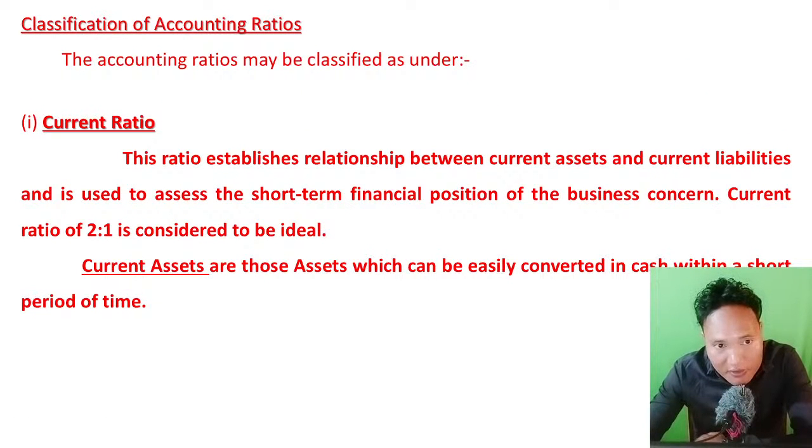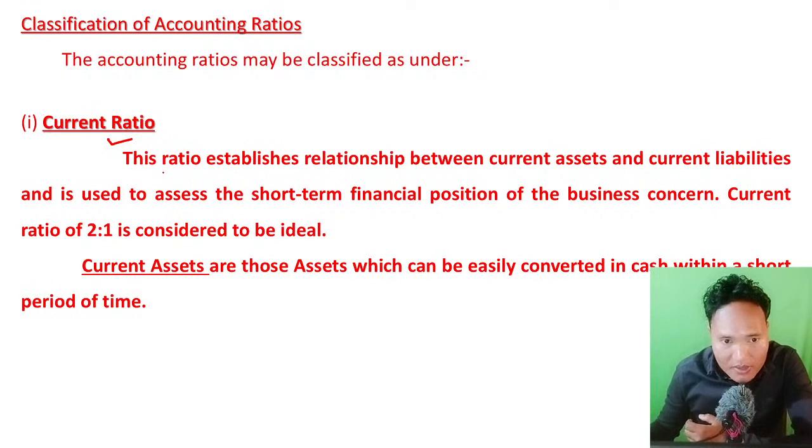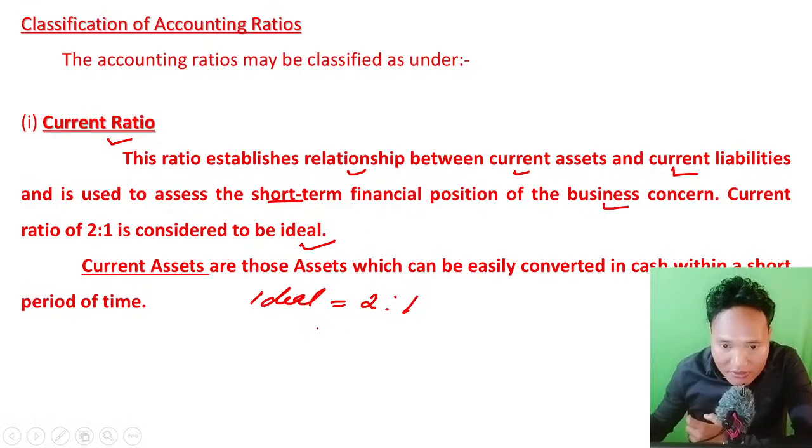The next, in the previous video, we have discussed the classifications of accounting ratio. The accounting ratios are classified into various forms, and we have discussed the first classification, that is, the current ratio. Now what is the definition of current ratio? These ratios establish the relationship between the current assets, remember the word current assets, and the current liabilities, and are used to assess the short-term financial position of the business concern. A current ratio of 2:1 is considered to be ideal. You must remember that the ideal current ratio is always 2:1.